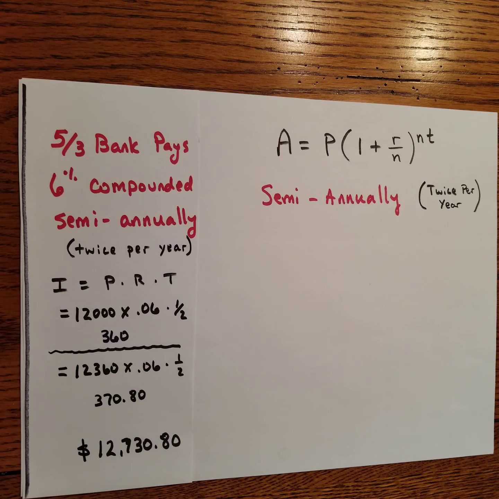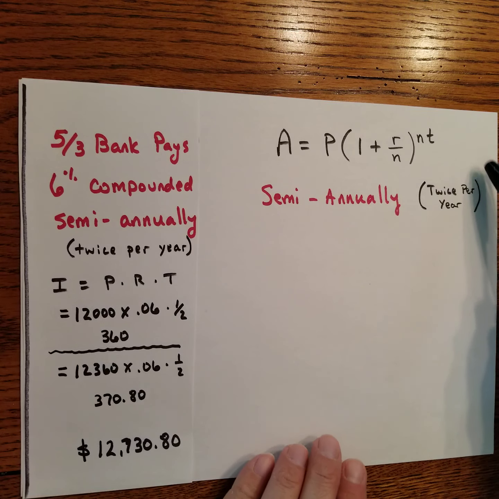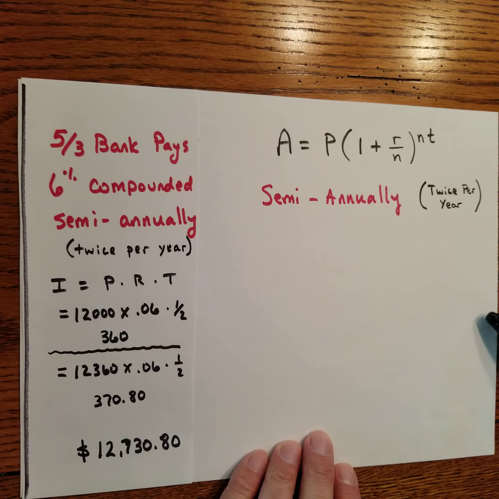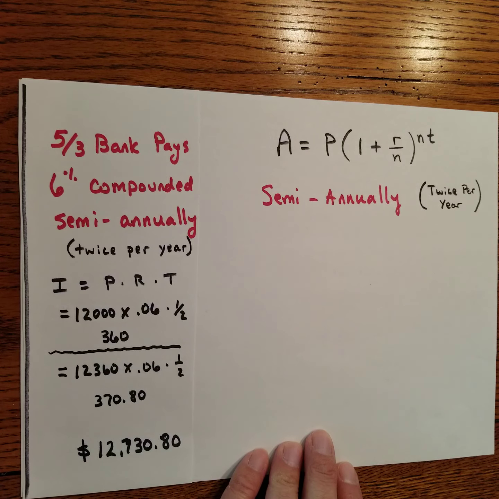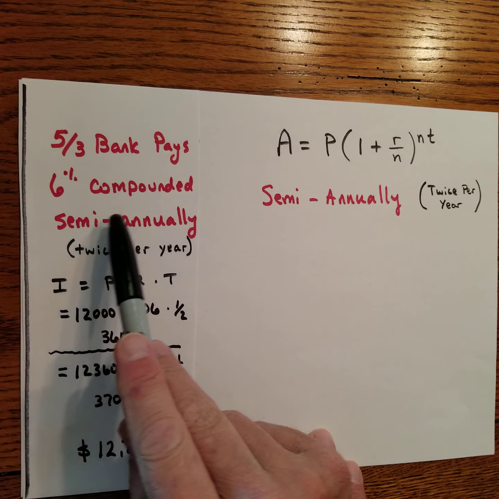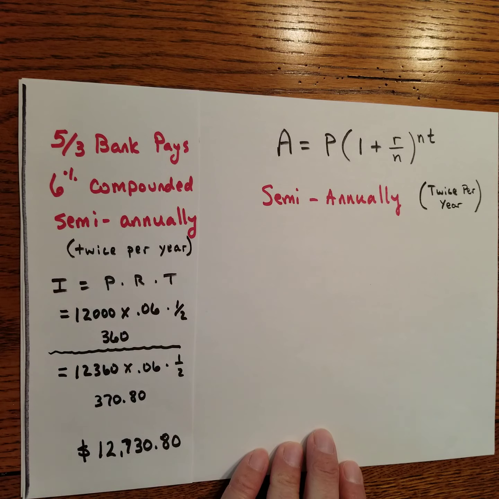All right, students. Here are the problems that we've been working toward. This is what your assignment is going to look like. It's going to do the work that we did over here at the first bank that we went to. Remember when we went to the Fifth Third Bank? And they paid 6% interest compounded semi-annually.